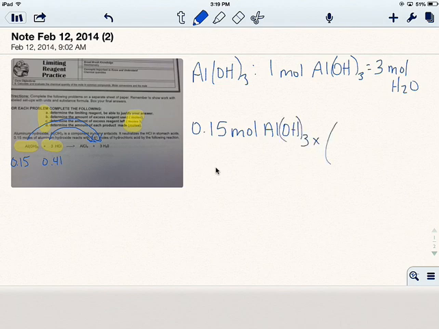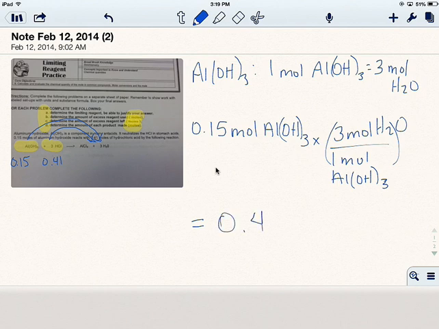Set up your dimensional analysis using train tracks or parentheses, whichever makes you more comfortable. We do 1 mole down here, so that's the 1 mole of the Al(OH)3. Excuse my bad penmanship. And 3 moles of H2O up here. When we crunch this number, we find that we can produce 0.45 moles of water if we started with 0.15 moles of aluminum hydroxide. So that's only half the story.